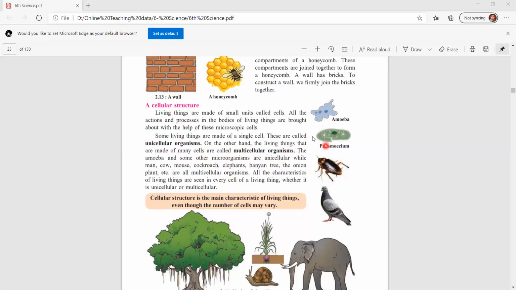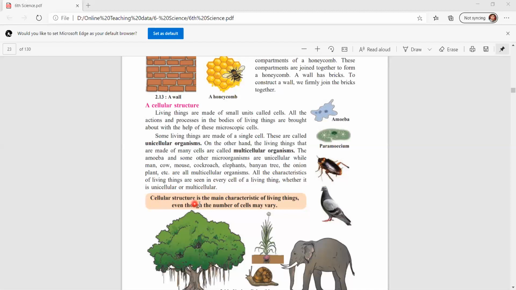See, the picture of amoeba is shown. It is a unicellular organism. In that only one cell is present. While man, cow, mouse, cockroach, elephant, banyan tree, the onion plant, etc. are all multicellular organisms. All the characteristics of living things are seen in every cell of a living thing, whether it is unicellular or multicellular.